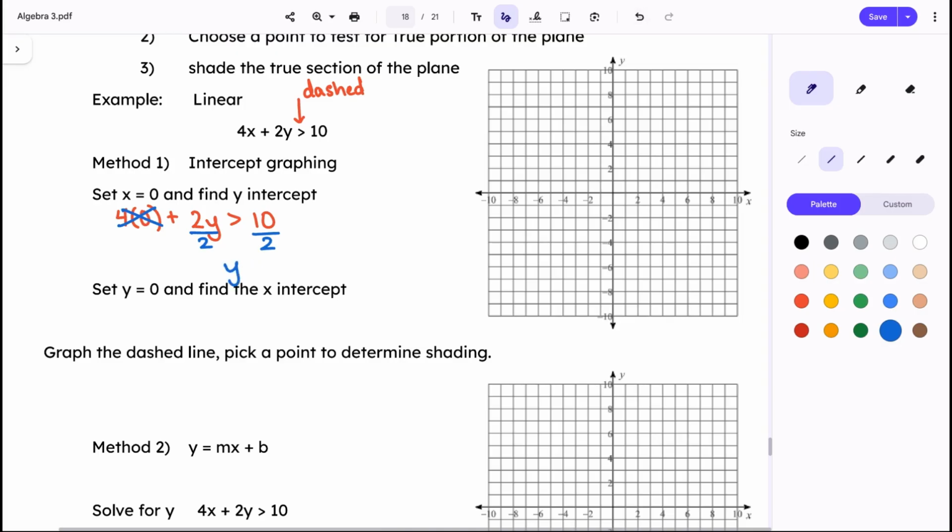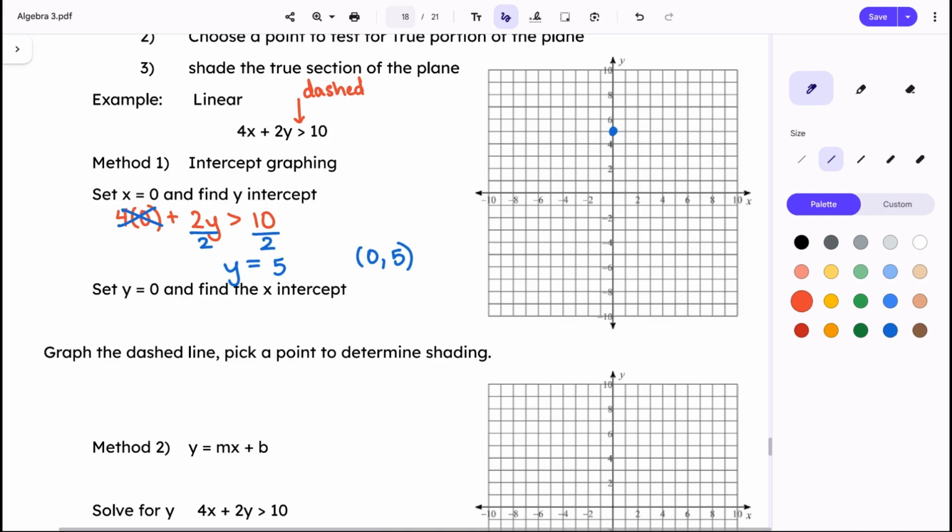And I'm going to think about it right now as equal to 5 instead of thinking about it being greater than 5. This would mean you're at the point 0, 5 on your graph. So on your coordinate plane, you're going to go to the y-axis up 5 and draw a point.